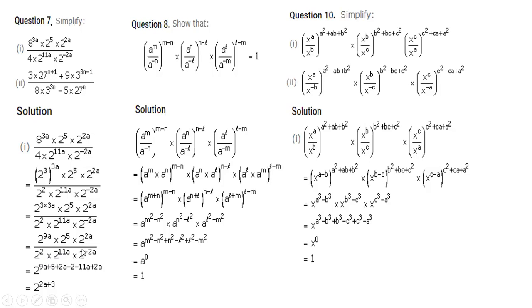2 plus 11a minus 2. But in these two, a division sign is there. So we have to subtract the values of this one. That means it will become 2 power 9a plus 5 plus 2a minus 2 minus 11 minus of minus 2a plus 2a. And on solving, we'll get 2 power 2a plus 3.